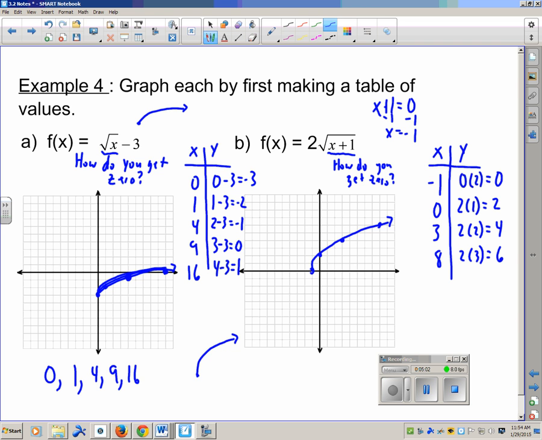Hopefully you guys are doing a better job than I am at those, but that's okay. That looks pretty good. So I went up a little bit and then I curved it up. So there's our square root functions. Again, they kind of look like a dot here, goes up, kind of a half of a sideways parabola.